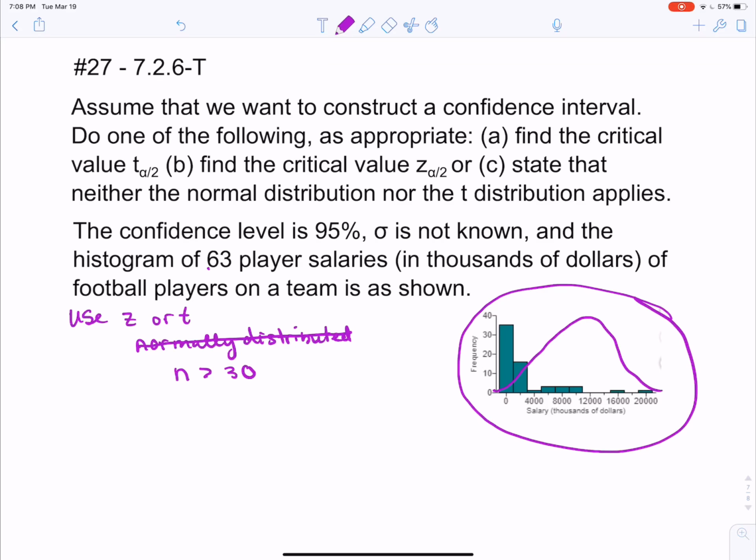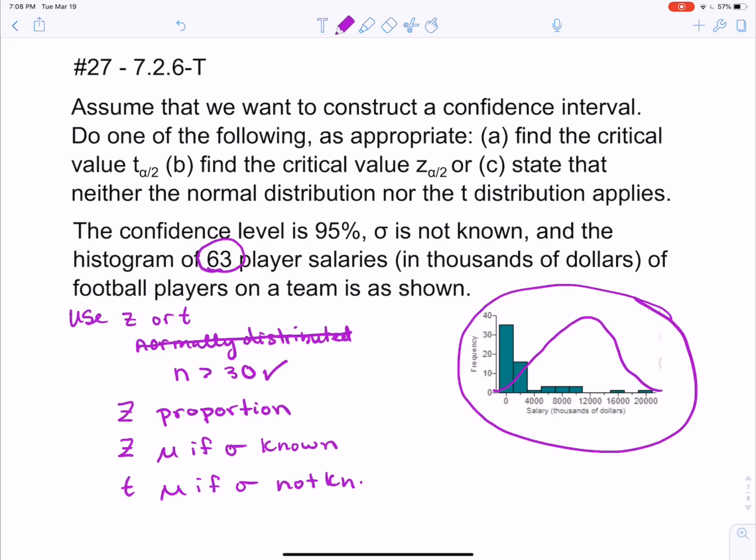However, if we look at our sample size, it's 63 and is greater than 30. So that means we can use either our z distribution or our t distribution. So we need to figure out which one to use. We use our z distribution all the time for proportions. And then we also use z for our mean if our population standard deviation is known. We use t for our mean if our standard deviation of the population is not known.